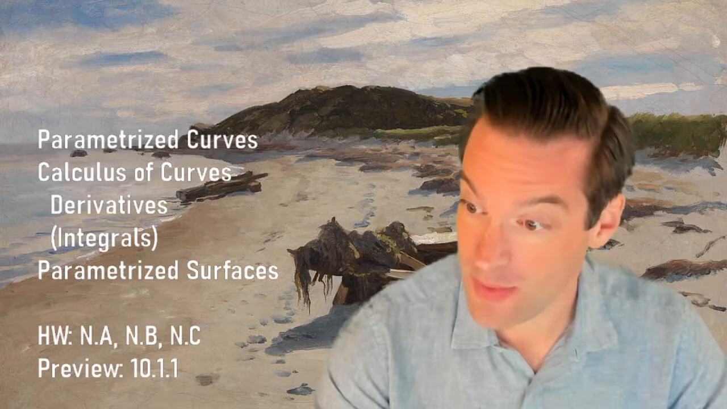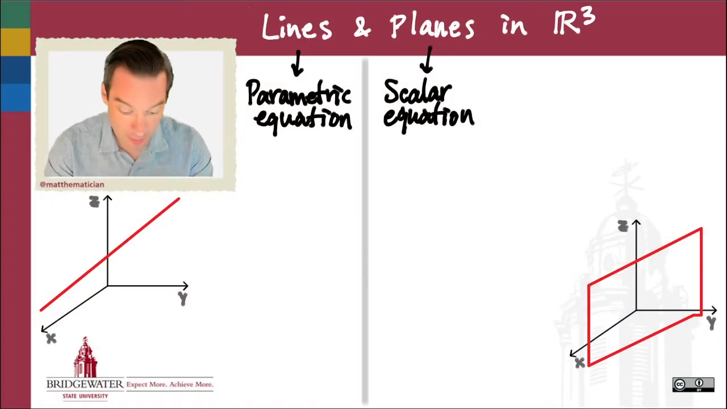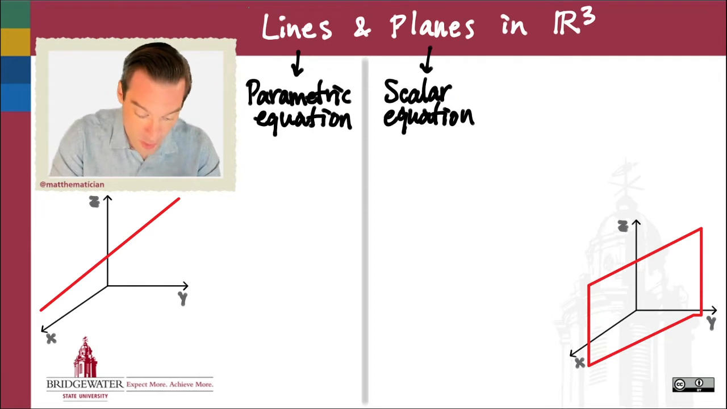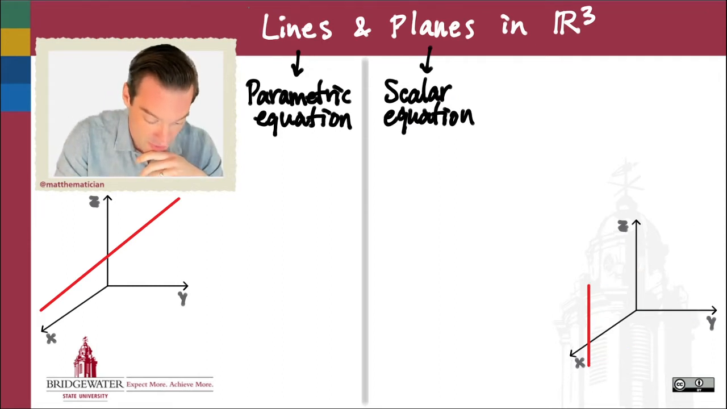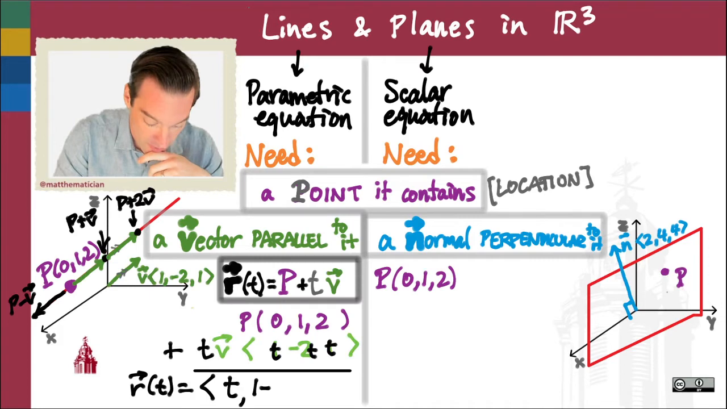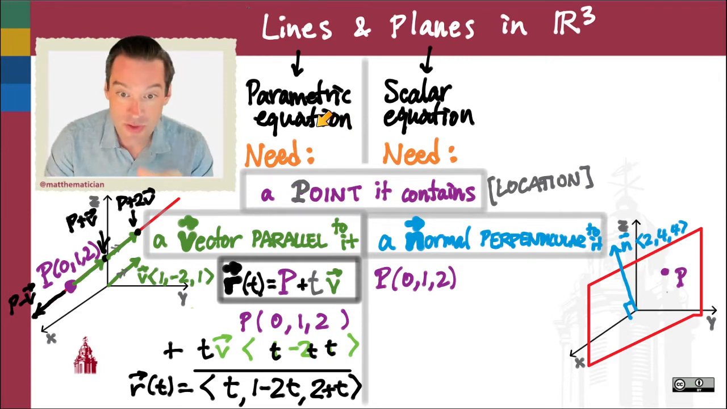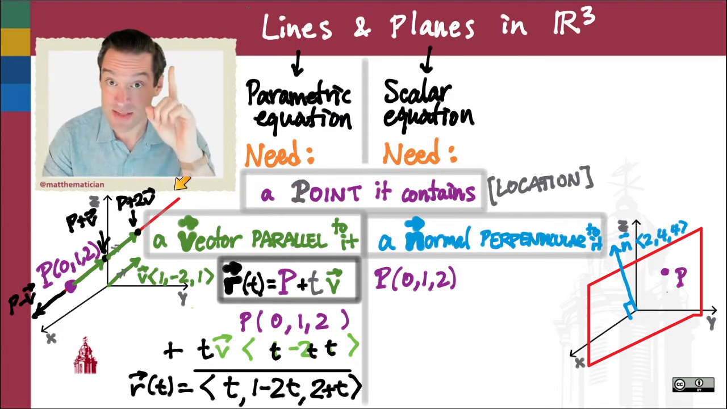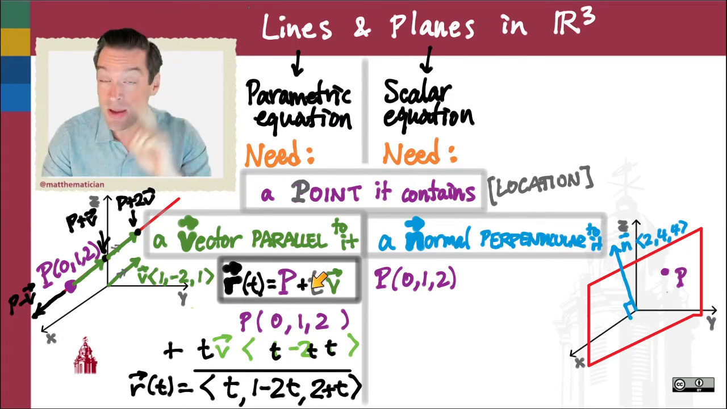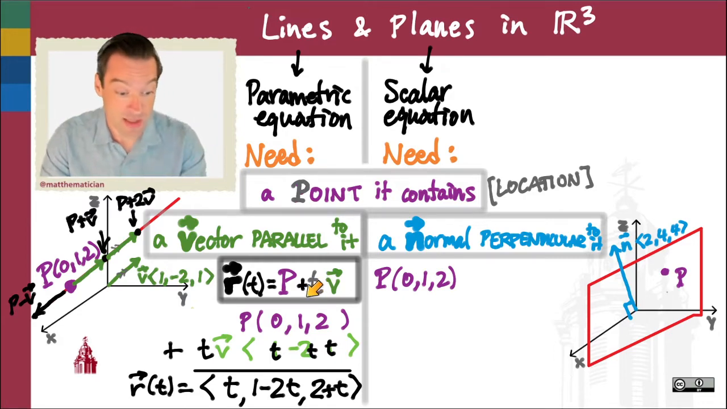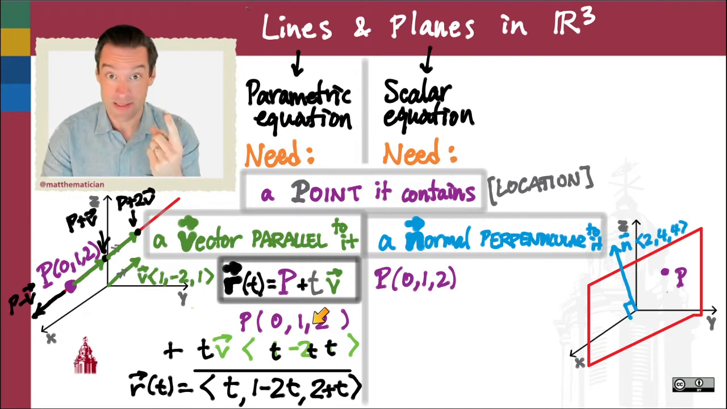So just to refresh our memories for a moment, when we came up with a strategy to find an equation for a line in three-dimensional space, we ended up using this formulation that's called a parametric equation. And it's called a parametric equation because it describes every single point on this line in terms of a single variable that we call t, and that variable is what we call the parameter associated with this parameterization.